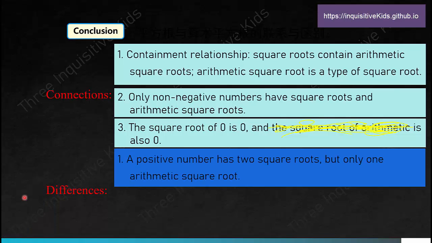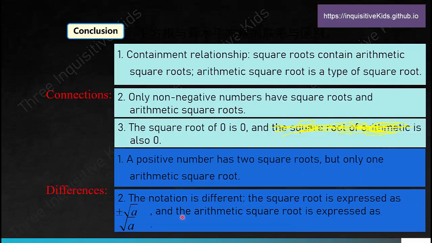And here are some differences between arithmetic square roots and square roots. A positive number has 2 square roots, but only one arithmetic square root. And the notation is different. The square root is expressed with a negative and positive sign right in front of it, but the arithmetic square root is expressed with just radical a.